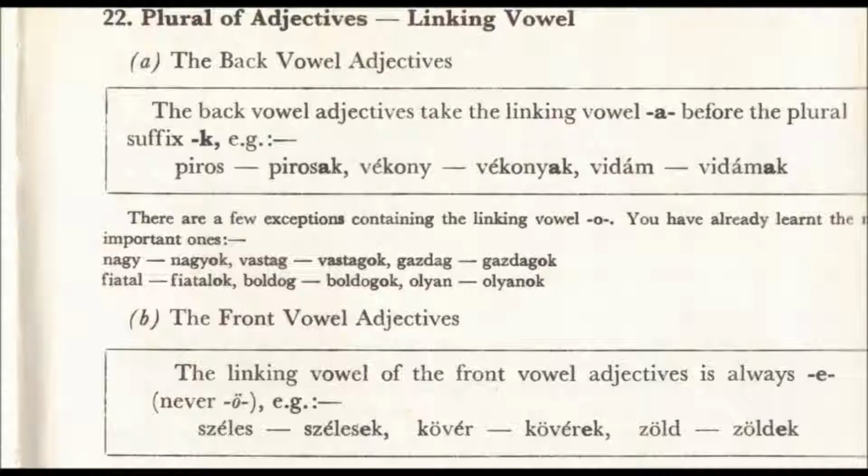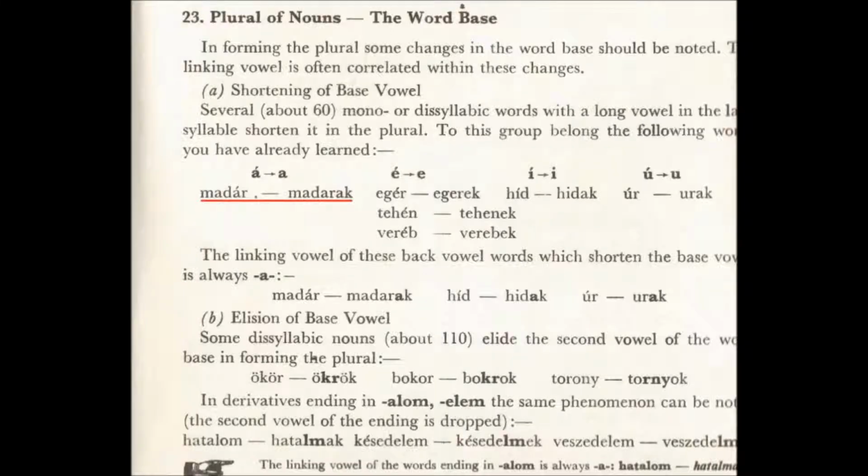So, page 63, they explain how to form the plural. As far as I know, it's always a K at the end if a word is in plural, but the two last letters could be either O and K or A and K, depending on the word. Depending on the vowels, it could be E and K. Also, madár is bird. Madarak, birds.